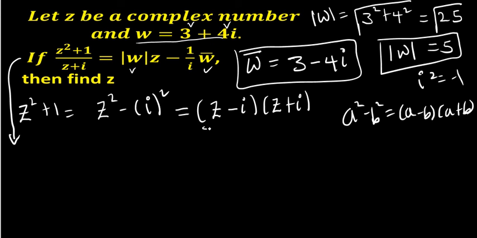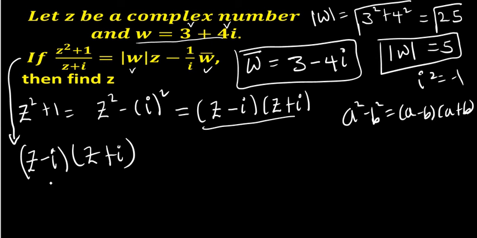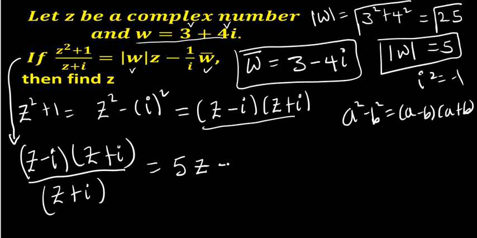So now when we come back to the given condition, it says z square plus 1. In its place we can write the factorized form. So it's going to be z minus i times z plus i, the whole over the denominator z plus i, which we have already, is equal to the modulus of w. We have got it already, 5, which is 5z now, minus 1 over i times the conjugate of w. We got it already, 3 minus 4i.